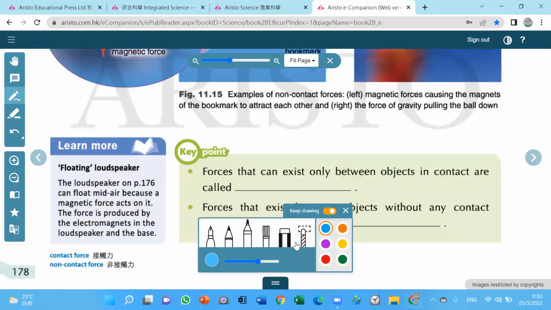Okay, so forces that can exist only between objects in contact are called contact force. So this is called non-contact force. Okay.